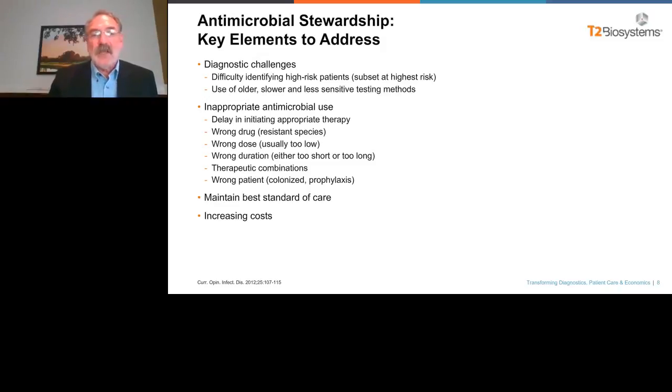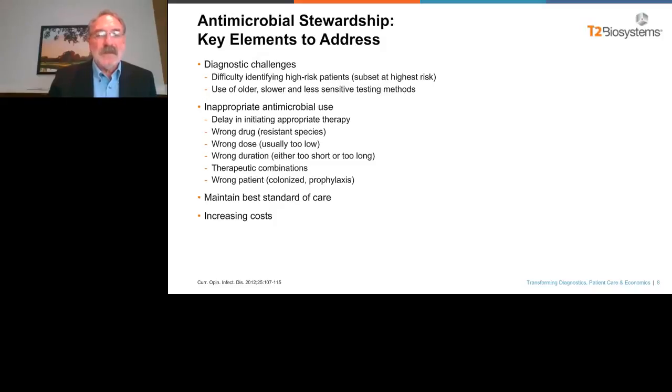The delay in initiating appropriate therapy is one that we will specifically address here, but also using the wrong drug when you have resistant species present in your institution, the wrong dose, and this is often the case with anti-infectives that are underdosed. Obviously, if you underdose something, you cut the efficacy considerably, and if you overdose, of course, you have toxicities. The wrong duration, either too short or too long, and unfortunately we find in patients that really shouldn't be on a lot of therapy, they're on therapy far too long. We generally don't truncate therapy too much for those with documented infections, but these are all part of the program to ensure that anti-infectives are used appropriately.